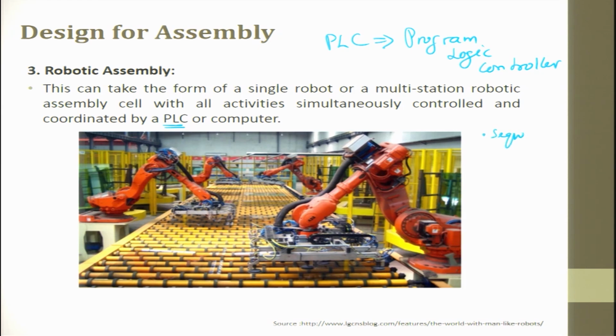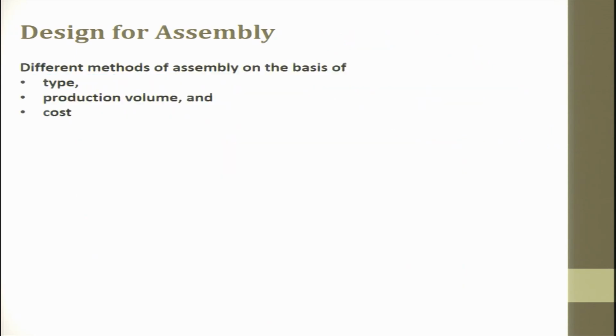So, I would say sequencing, and then it also has sequencing with respect to time. So, you can start doing it. So, this is robotic assembly. The form of a single robot or multi-station robotic assembly cells with all activities simultaneously controlled and coordinated by a PLC or computer. So, there are different methods of assembly on the basis of type, production volume and cost. We try to choose different methods, that is manual, robotic, automatic and other things.